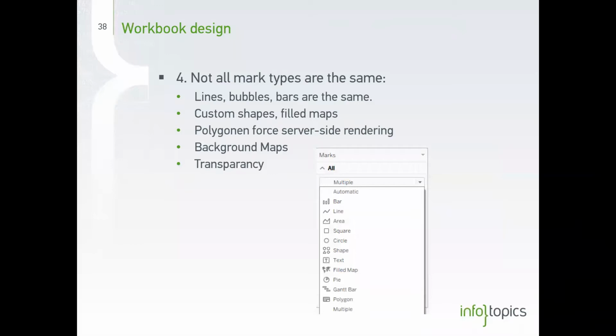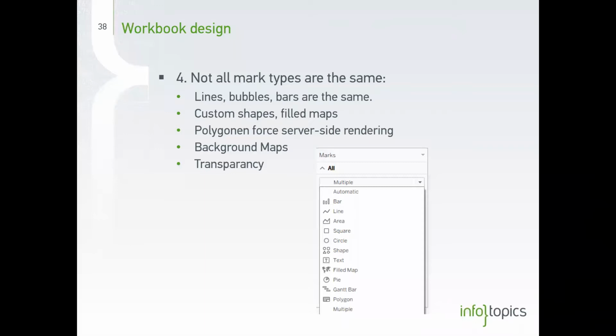If we look at mark types, for example, the bar chart or the circles or the polygons, there's a certain order of speed in those. It's very minimal, but the lines, bubbles, and bars are the fastest. Those are just blazingly fast. After that, you get the custom shapes and filled maps. And after that, you get polygons. And polygons are the slowest mark types to render, which makes sense, actually.